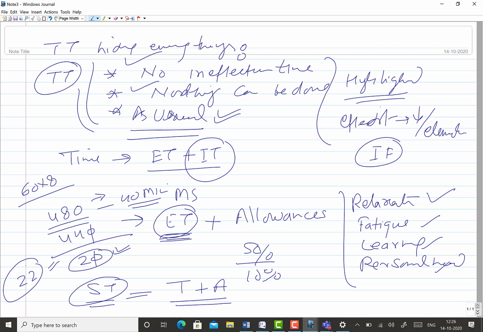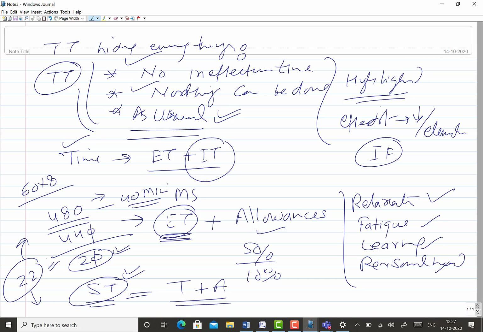Now those workers producing more than 22 can be given incentives or other benefits. Those who are producing less than this can be encouraged, motivated, or put in training, so that their output can also be brought to the level, else there will be cutting down on their wages. So this is how it is used, and basically the time is added with the allowances, and time and allowances give us the standard time for a given job.